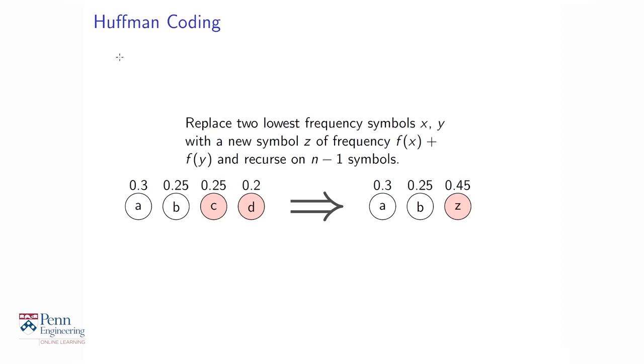So let's take this very simple example. There are four symbols. A has frequency 0.3, B has frequency 0.25, C has frequency 0.25, and D has frequency 0.2. Frequencies or probabilities, however you want to think of them. These sum to 1. We notice that C and D are the two lowest frequency symbols, although there's a tie between C and B for the second lowest. That's all right. We'll treat C and D as the two lowest frequency symbols, combine them into one symbol Z, which now has frequency equal to the sum of the frequencies of C and D, which is 0.45. So we now have a problem on three symbols, A, B, and Z, as shown here.